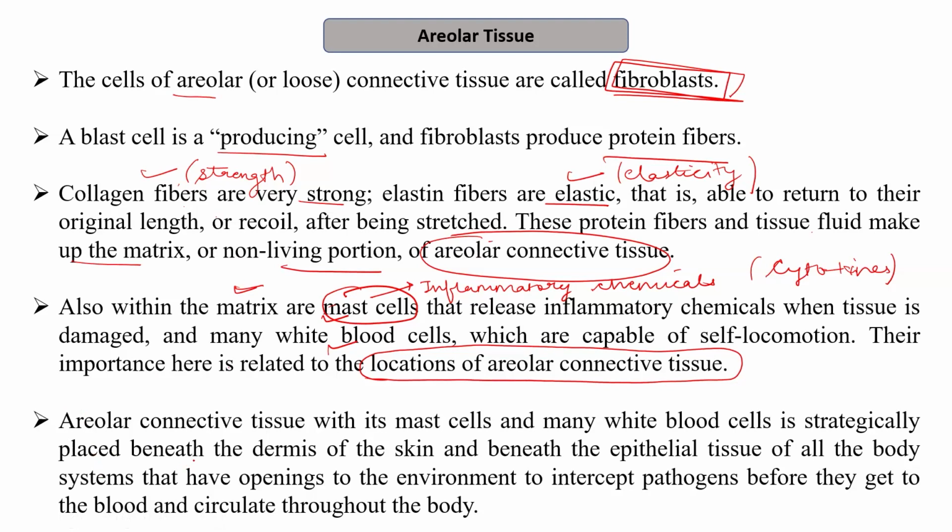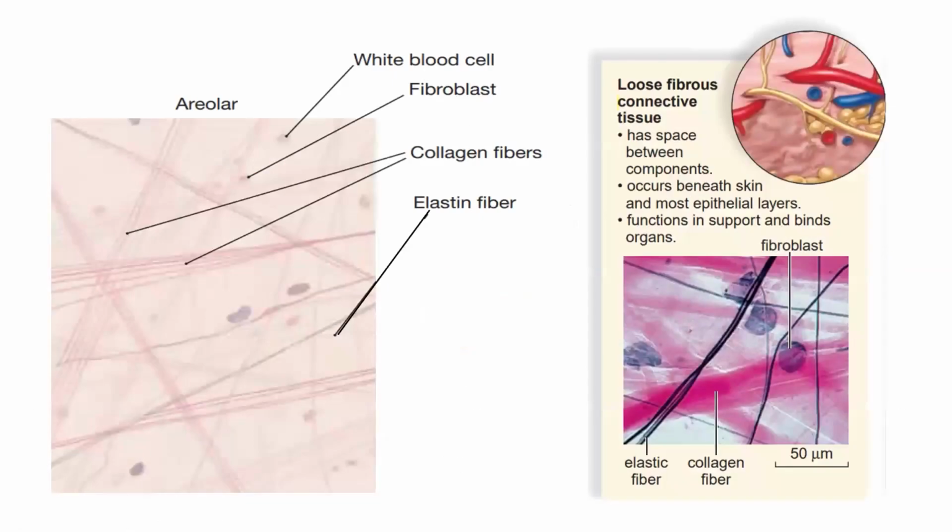So for example, as I mentioned, it is also placed beneath the dermis of the skin and beneath the epithelial tissue of all the body systems. Why? Because they have openings, and from these openings, the bacteria or other pathogens may enter, and they may circulate throughout the body. So in order to prevent infection within the body, areolar connective tissue along with the mast cells protects against infection. So this is an example.